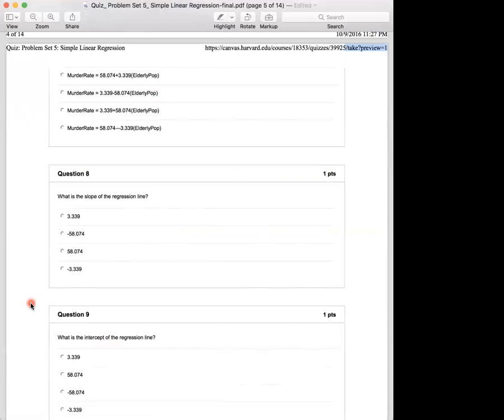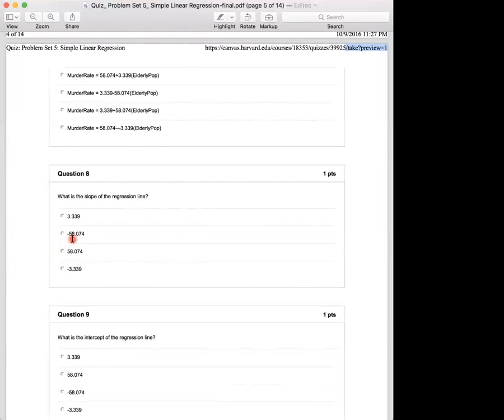I know it can be a little confusing, but then we ask you for the slope of the regression line. Here, we're not asking for the absolute value. We're actually asking for the absolute value plus the direction in which the slope is going. So the slope can be positive or negative. So just to describe fully the slope, we actually want you to have the negative value here. So the slope is negative 3.339. So this tells you that for every 1 unit increase in the percentage of elderly people, the murder rate drops by about 3.339 per 100,000 people. So that's what it would do.